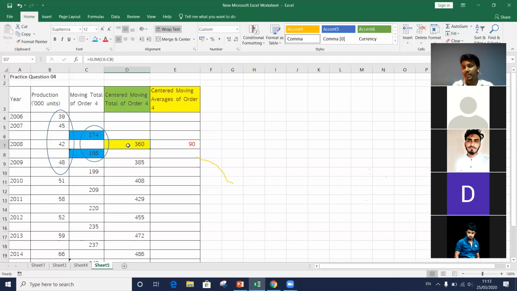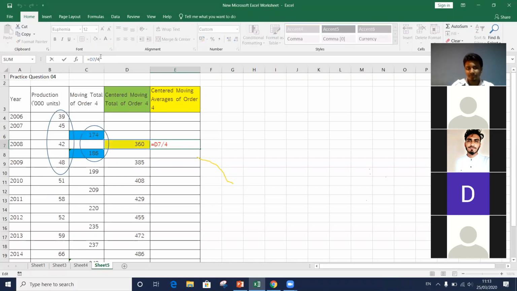නම් 360 කියන එක්කෙනාගේ ඇතුලේ elements කීයක් තියෙනවද? How many elements are there in total? 8. Right? Elements 8. 360 කියලා කියන්නේ 8 දෙනෙක්ගේ එකතුව. Right? So we need to divide this centered moving total by 8.